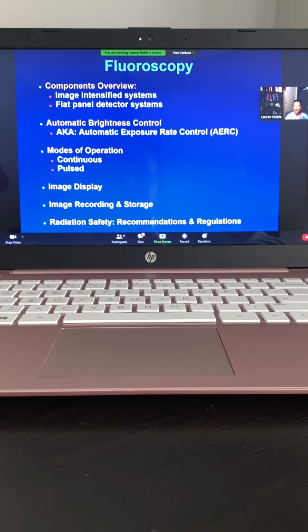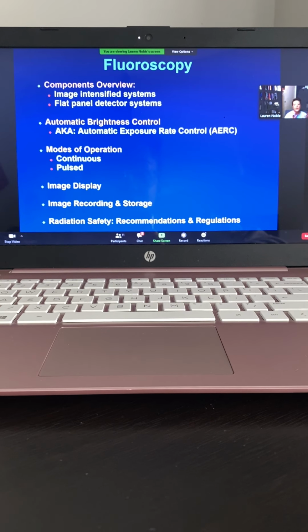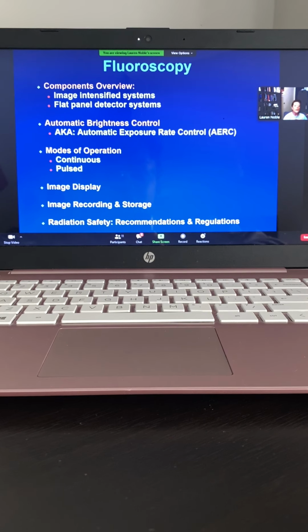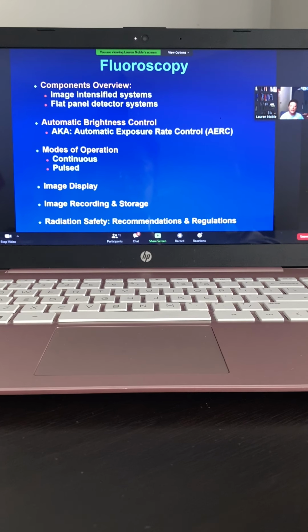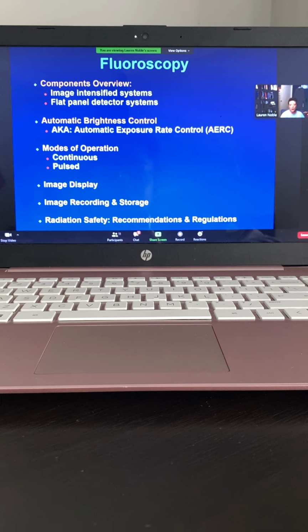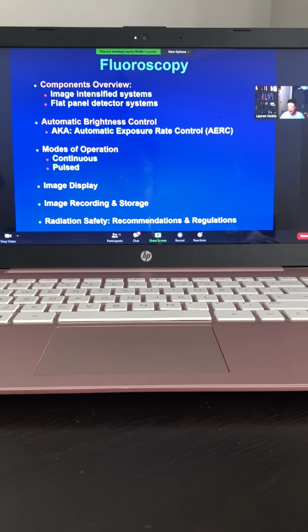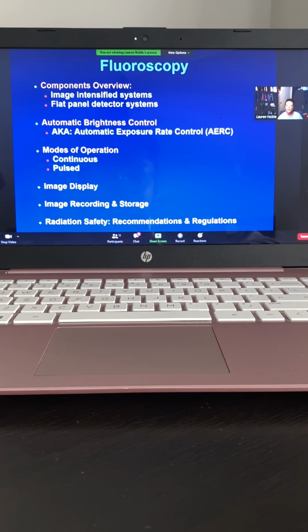We're going to be talking about the modes of operation for fluoro. That is continuous and pulsed. We'll talk a little bit about image display, image recording and storage, and then radiation protection. So we'll talk about radiation safety in terms of recommendations and regulations that are in place to protect not only us, but to protect the patient as well.